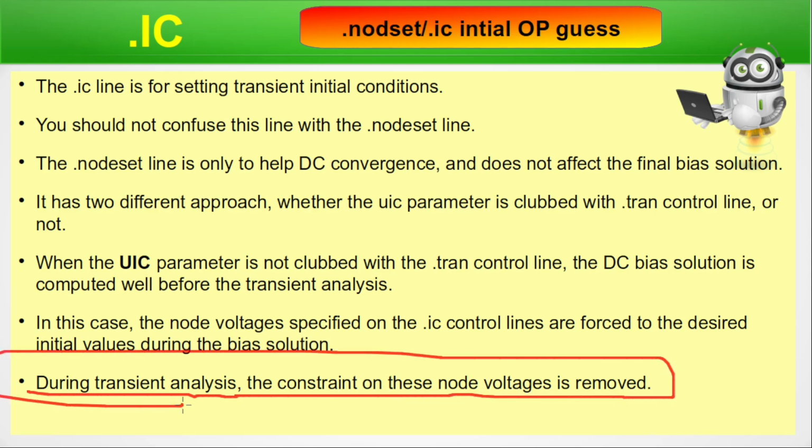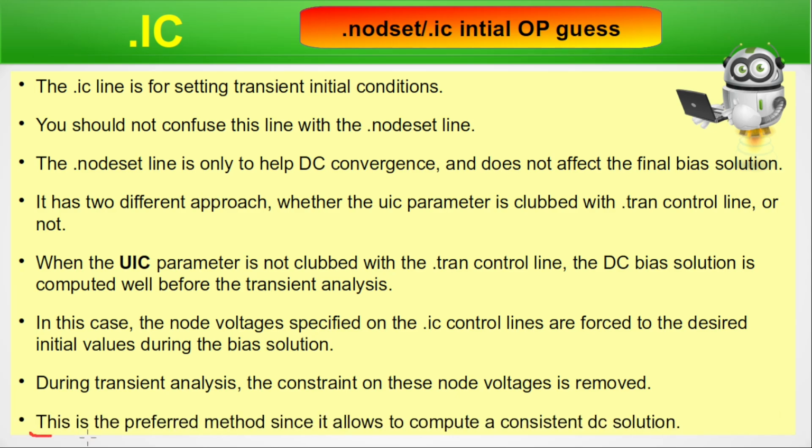That means once the DC calculation is done, it's done. And then you move to the transient analysis, and at that time these constraints are absent there. The transient will roll in its own fashion. This is the preferred method since it allows us to compute a consistent DC solution. This method is preferred by the SPICE engineers, or you can say analog engineers, because it gives a consistent DC solution. We are done with this particular slide.